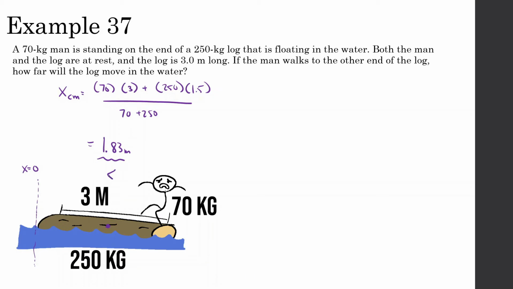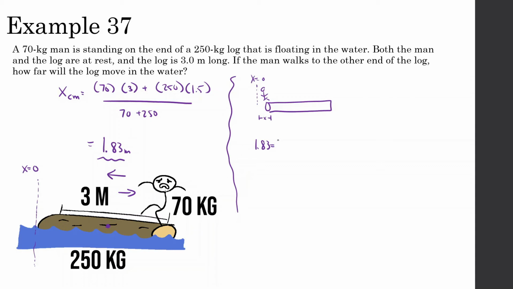And as this person moves to the left, this log is going to move to the right. So let's figure this out. I'm going to just draw it again. So this is the 0 point, and then this person is going to make it all the way to the end. But the log has to be moved a little bit. So the log is going to be moving a little bit to the right. So let's figure this out. We know the center of mass is going to stay the same, around 1.83 meters.